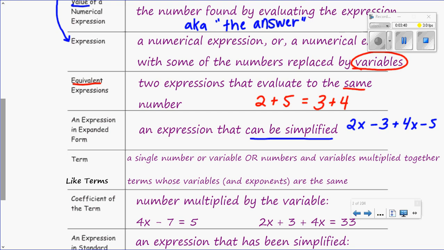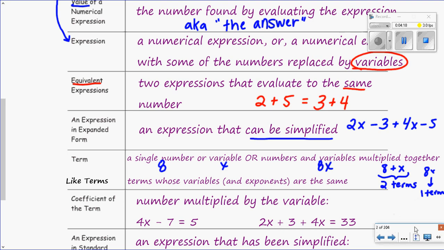A term is a single number or variable. A single number or variable could be 8, or it could be x, or numbers and variables multiplied together. So not 8 plus x, but 8x would also be considered a term. If you had 8 plus x, that's 2 terms. 8x is 1 term. Again, pause if it's going too fast, and go back if you need to hear something again.